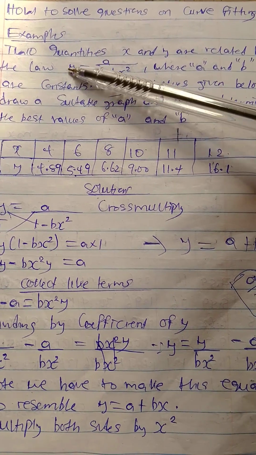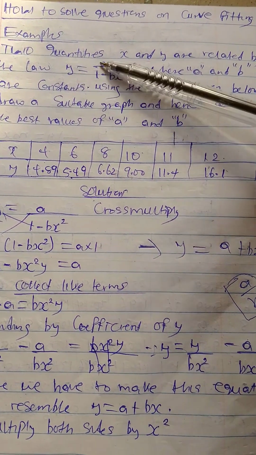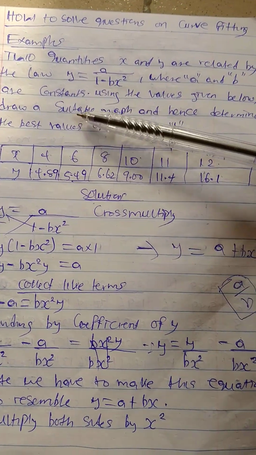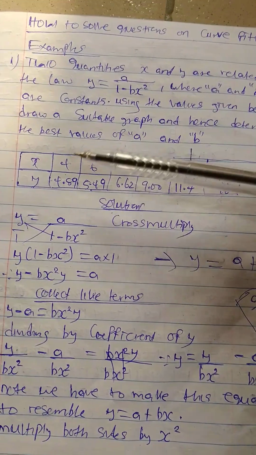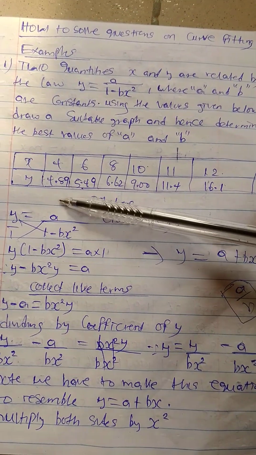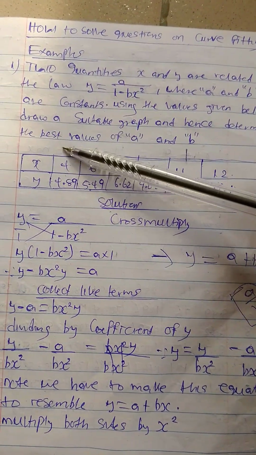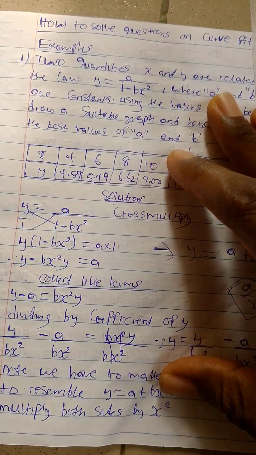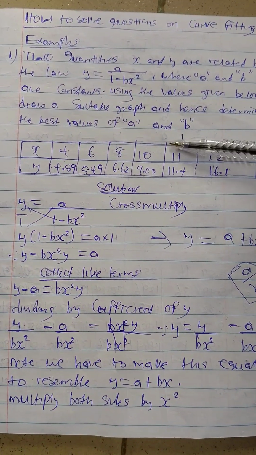Example one says that two quantities x and y are related by the law y equals a over 1 minus b squared, where a and b are constants. Using the values given below, draw a suitable graph and hence determine the best values of a and b. Now in this question, it's not a must that you draw a graph.